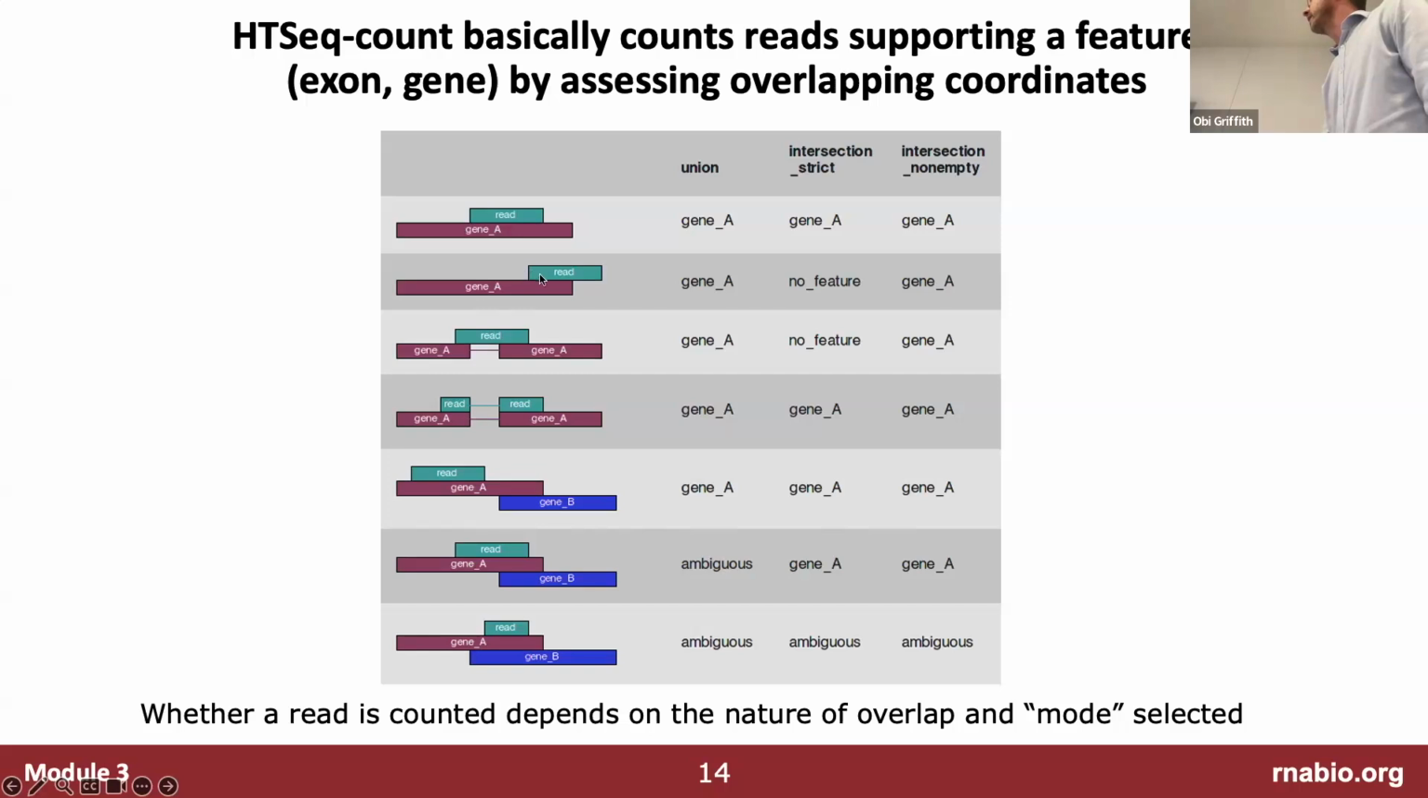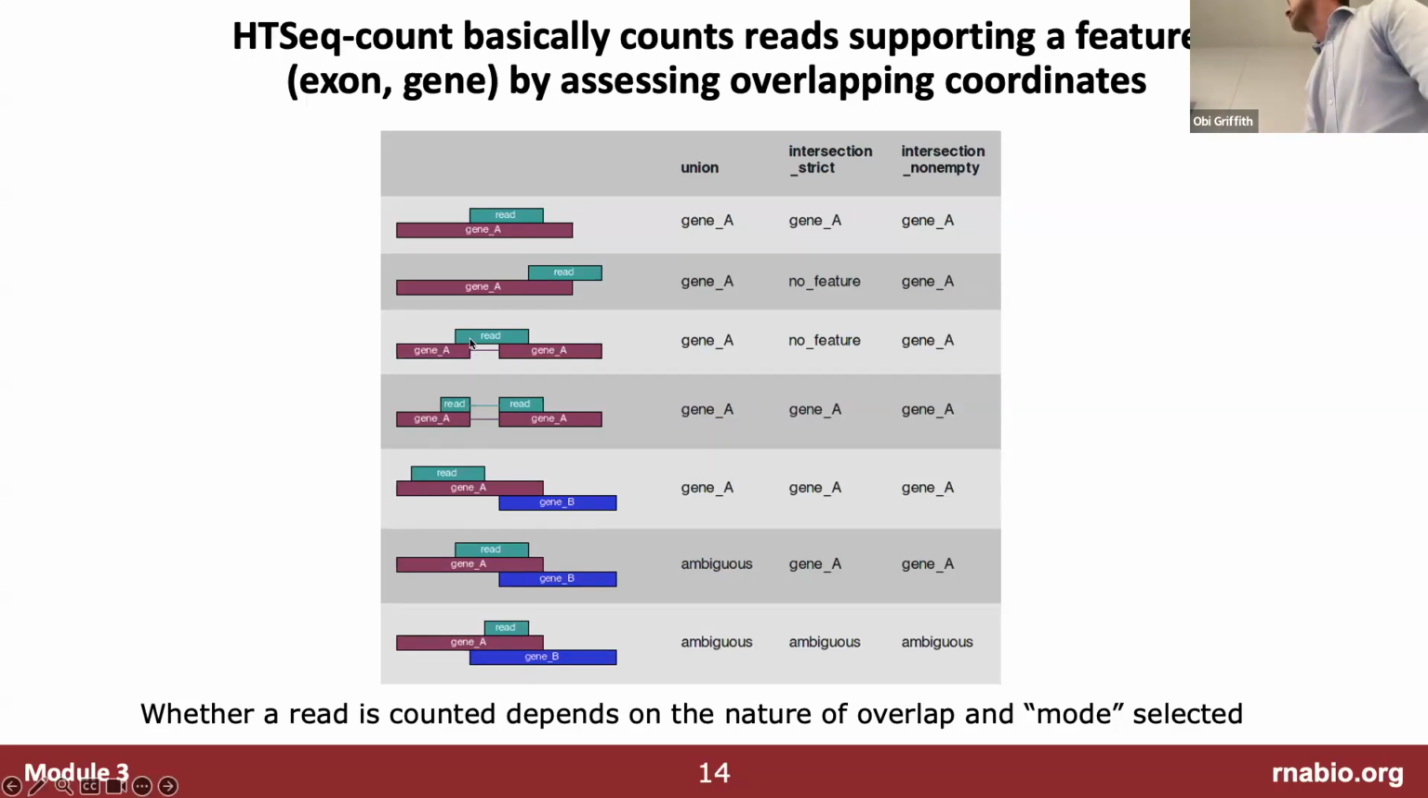But what if it's like this? It overlaps the exon of a gene, but then it also goes into the intron. You may or may not want to consider that a count. And so there are these different modes of running HTSeq that have different levels of strictness. We tend to recommend intersection strict, which for this example would not count this. It would say this read is not consistent with that gene, because if it's RNA, why is it going into the intron, basically?